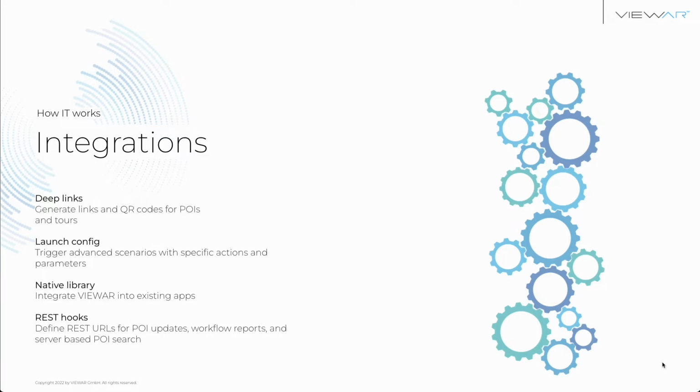The second approach would be a so-called launch config. This would trigger scenarios like workflows and other applications, remote assistance and so on, with certain parameters that you provide in your data syntax. So you start ViewAR with a URL of where to retrieve the launch config. The app will then download the launch config and configure itself accordingly.